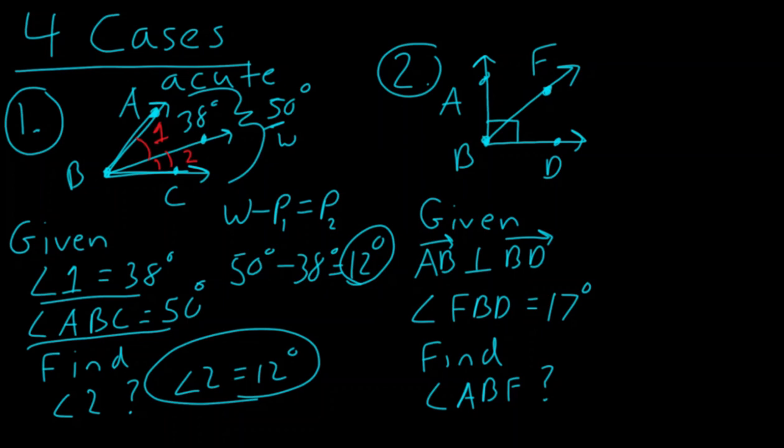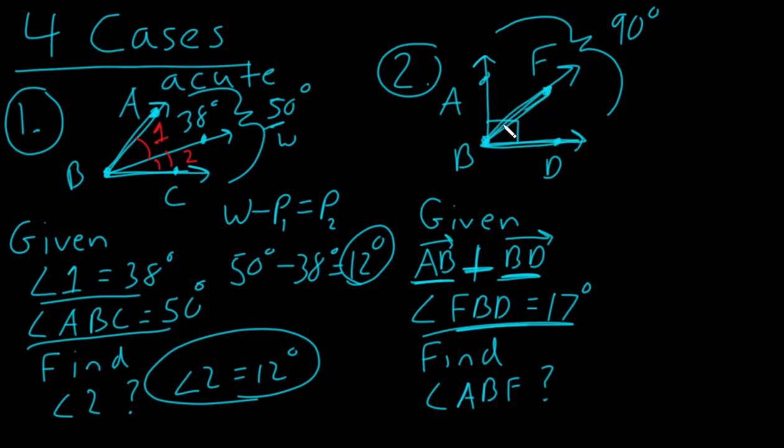Okay, let's look at problem number 2. Now this says something interesting. It says given ray AB is, remember what this symbol is from our first lesson? Perpendicular. AB is perpendicular to BD. What does that tell us about this whole angle? Well, it tells us that it's going to be 90 degrees. And we're also given the angle FBD is 17, so I go over here to F to B to D, and I can label this as 17 degrees.